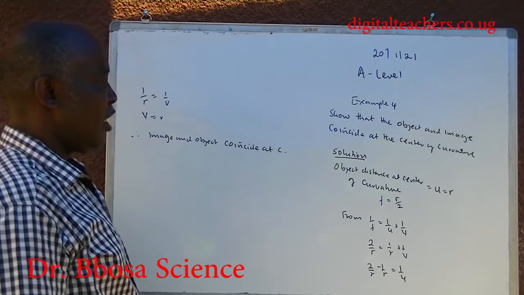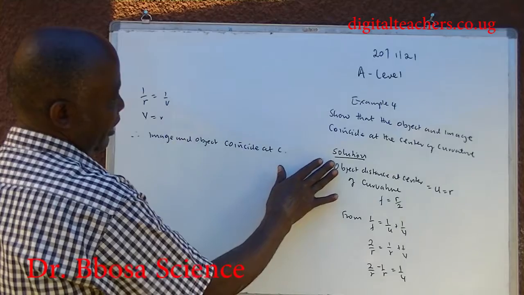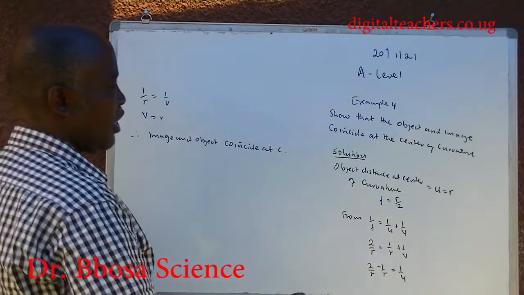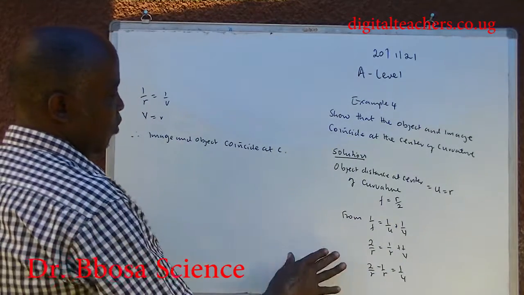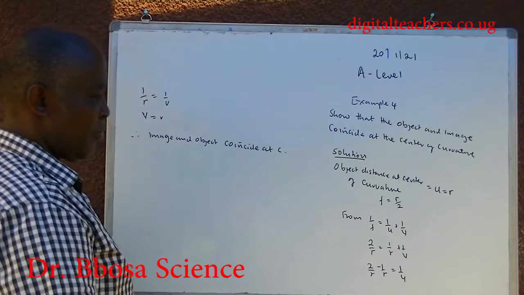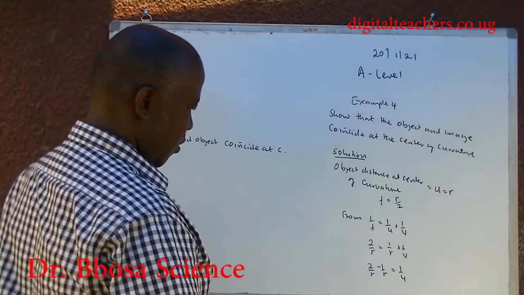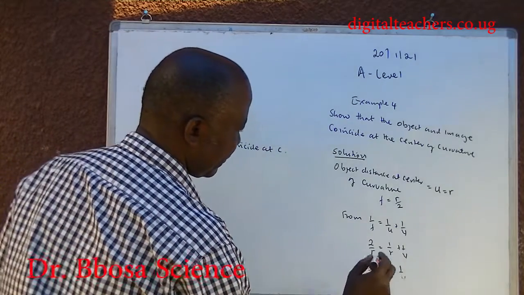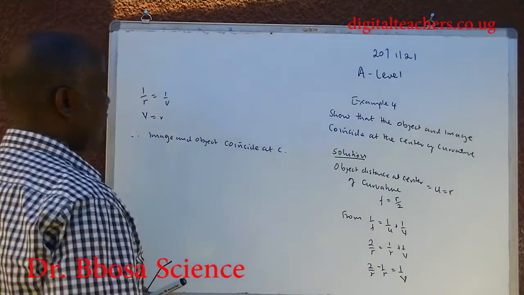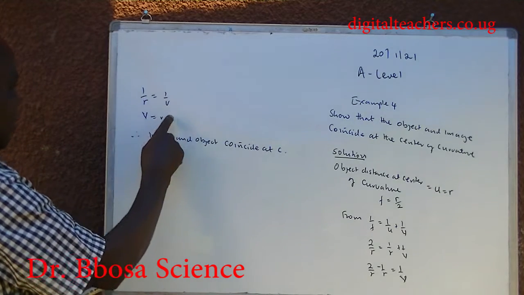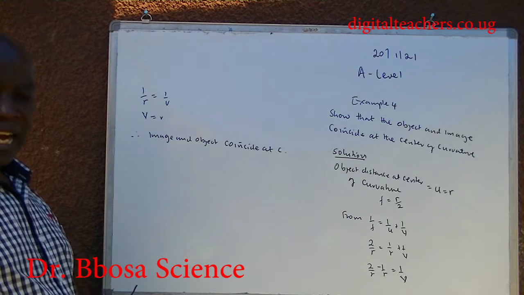Example 4, show that object and image coincide at the center of curvature. The object's distance at the center of curvature u is equal to r. f is equal to r over 2. From 1 over f is equal to 1 over u plus 1 over v. 2 over r is equal to 1 over r plus 1 over v. 1 over v is equal to 2 over r minus 1 over r. 1 over r is equal to 1 over v. v is equal to r. Therefore, image and object coincide at C.